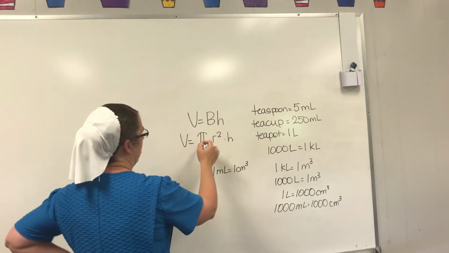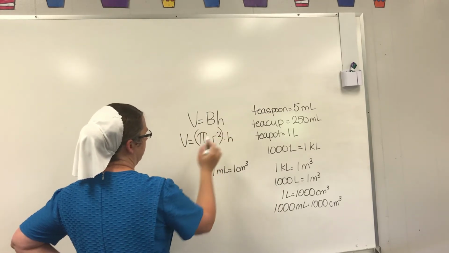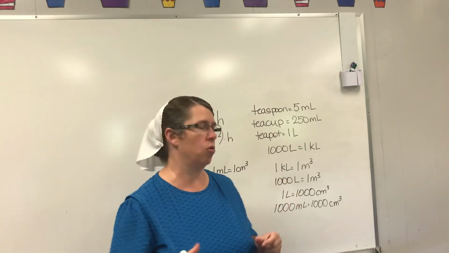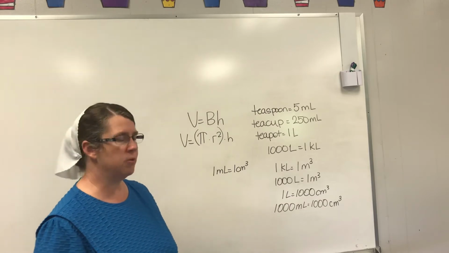So this is our area of our base right here, because our shape is a circle. That's why we use pi times radius squared.